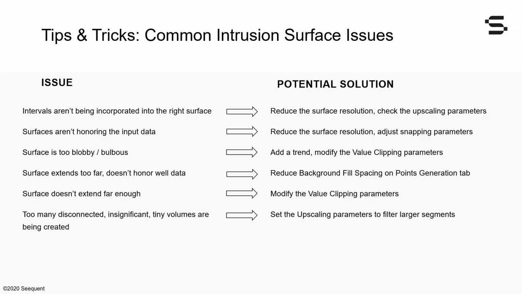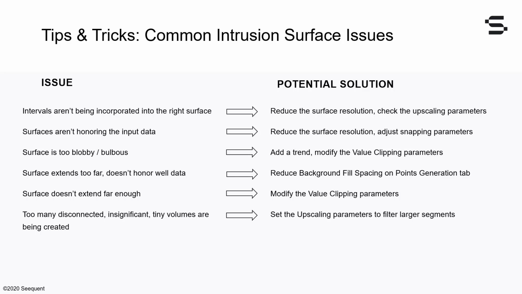In this last tips and tricks, we are going to discuss what are the common issues encountered by modelers with intrusion surfaces and what are the possible solutions. If some intervals aren't being incorporated into the right surface, try to check the surface resolution and check the upscaling parameters. If a surface is not honoring the input data, try reducing the resolution, and you can also try to adjust the snapping parameters. When a surface is too blobby, too round, you can try to add a trend, or you can also modify the value clipping parameters.